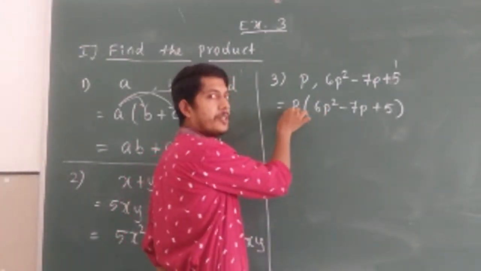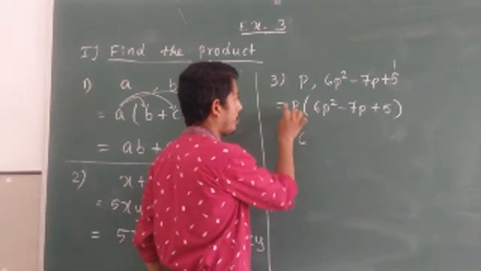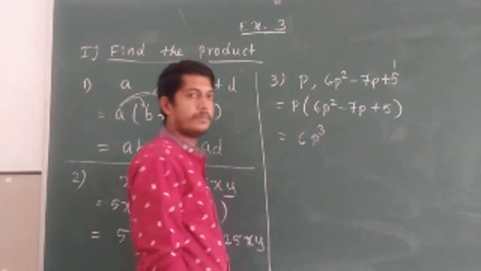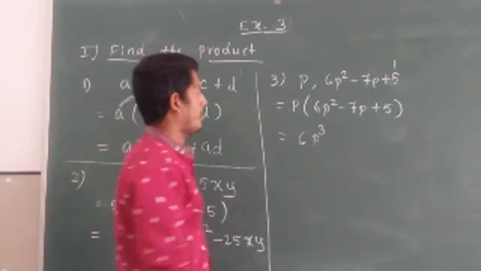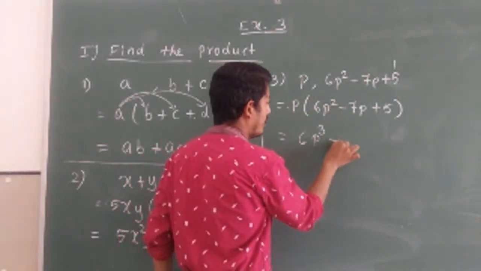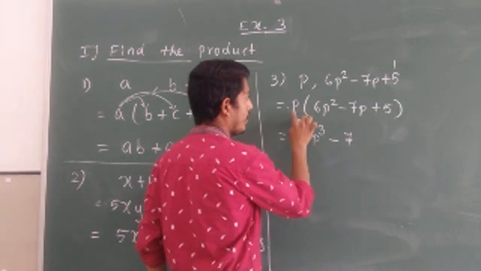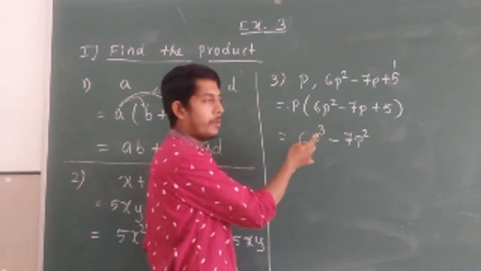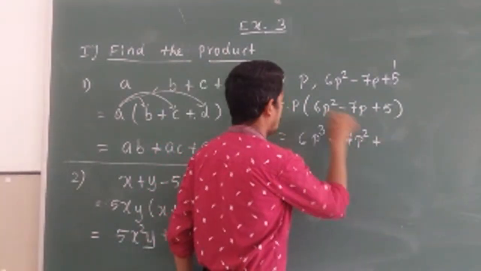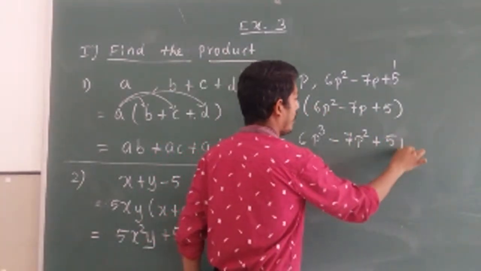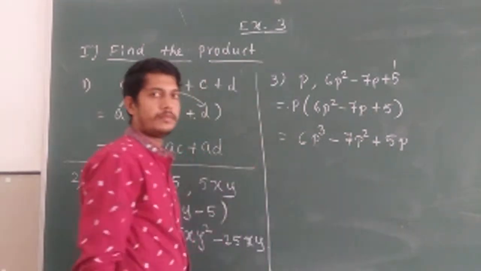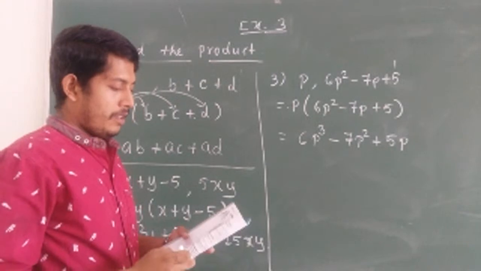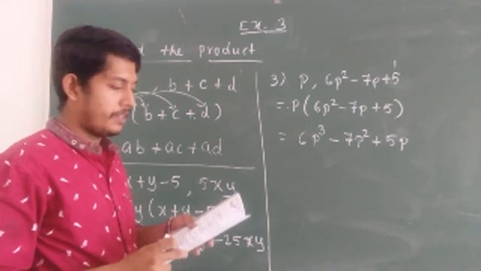So nothing is present, it is 1. 1 into 6, 6. Plus into plus, P into p square, it becomes p cube. The next step, plus into minus. 1 into 7, 7. P into p square. Then the third term you have to multiply. Plus into plus. 5 into 1, 5 and 3. Okay, I think you understood this.